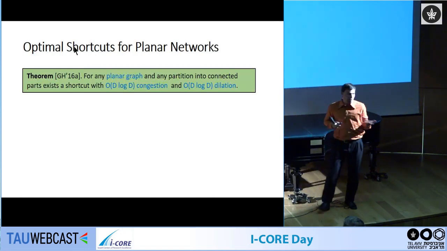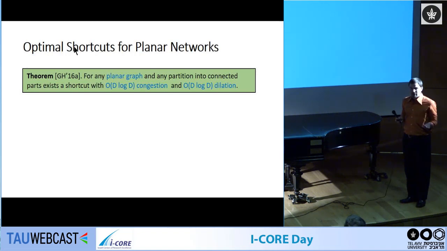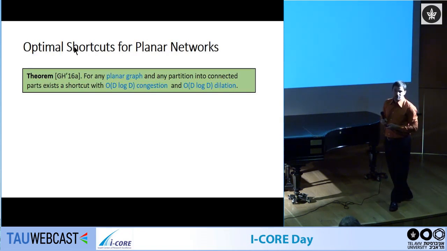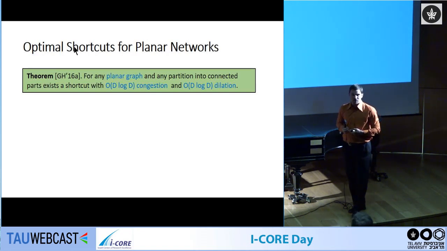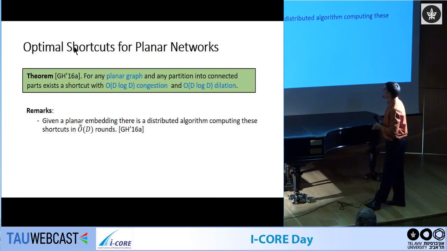Turns out, in planar graphs, for any planar graph and for any set of partitions, there exist shortcuts with d log d congestion and d log d dilation. So the quality is going to be d log d. It's almost going to be the diameter. And this is going to give us an order d tilde algorithm to solve MST in planar graphs, which is cute.